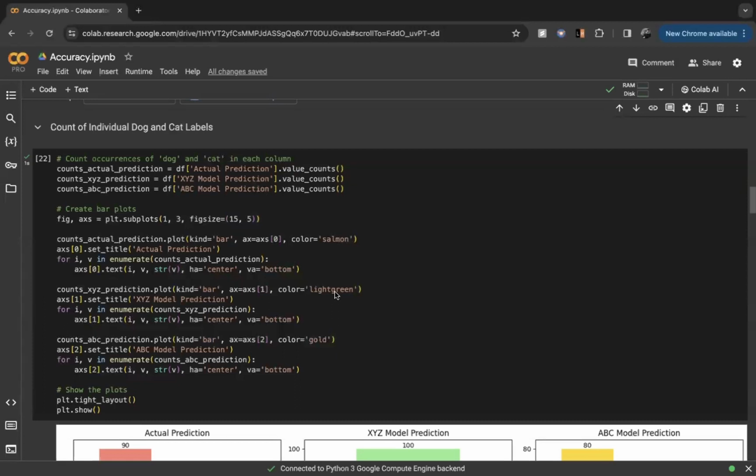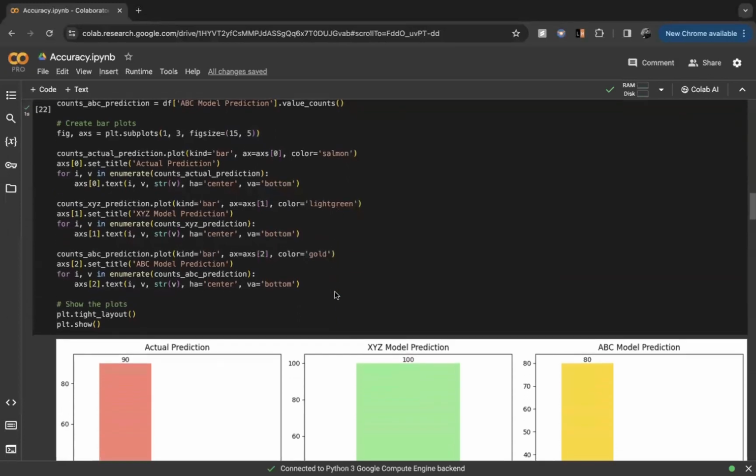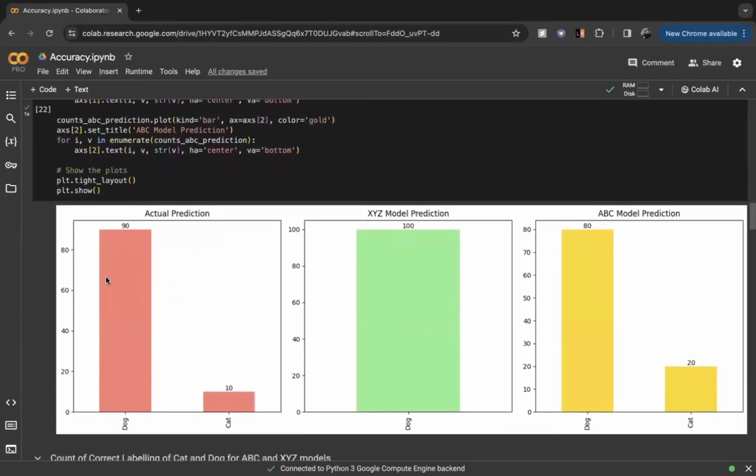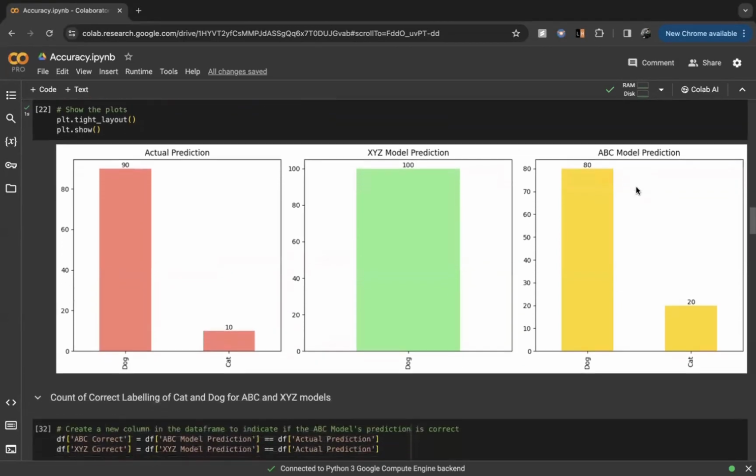So this is the code to see how many dogs or how many cats have been predicted by different models. If you see the first graph, that is the ground truth or the actual prediction. We have 90 dog images and 10 cat images. The XYZ model, as described earlier, outputs dog no matter what the input is, so all 100 would be classified as dog. And in case of the ABC model, we have 80 dog predictions and 20 cat predictions.